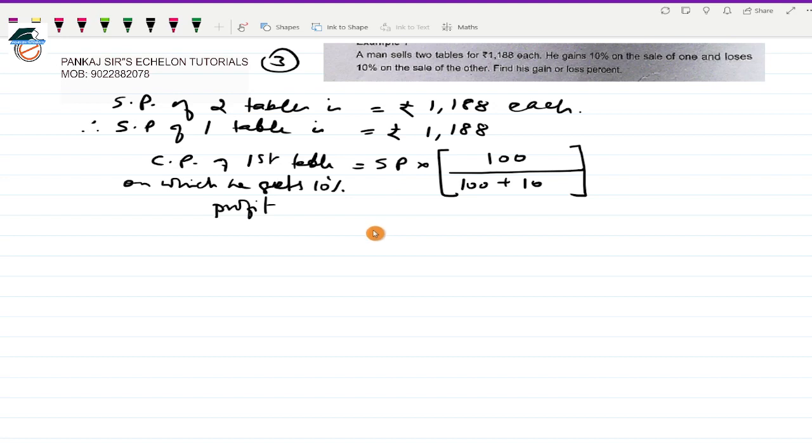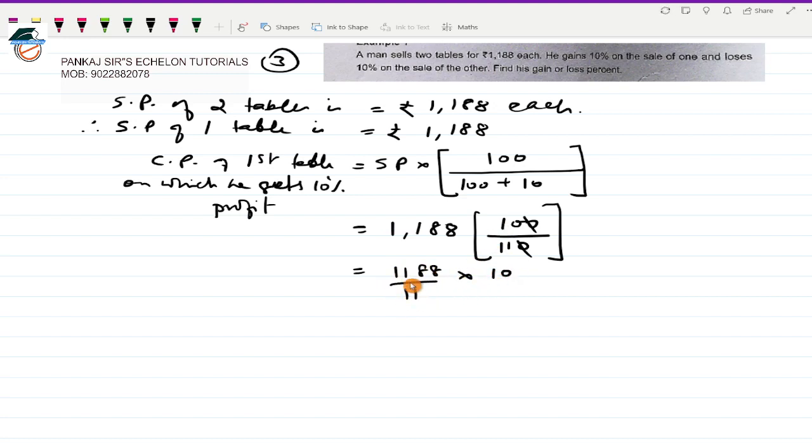Now selling price is known to us for this table. It is 1188 times 100 upon, this will be 110, right? Now what I can do is this 0 and this 0 can cut. Now I'm left with 1188 divided by 11, into 10 over here, right? So what I'll do is I'll work out this first, and then just multiply it by a 10.